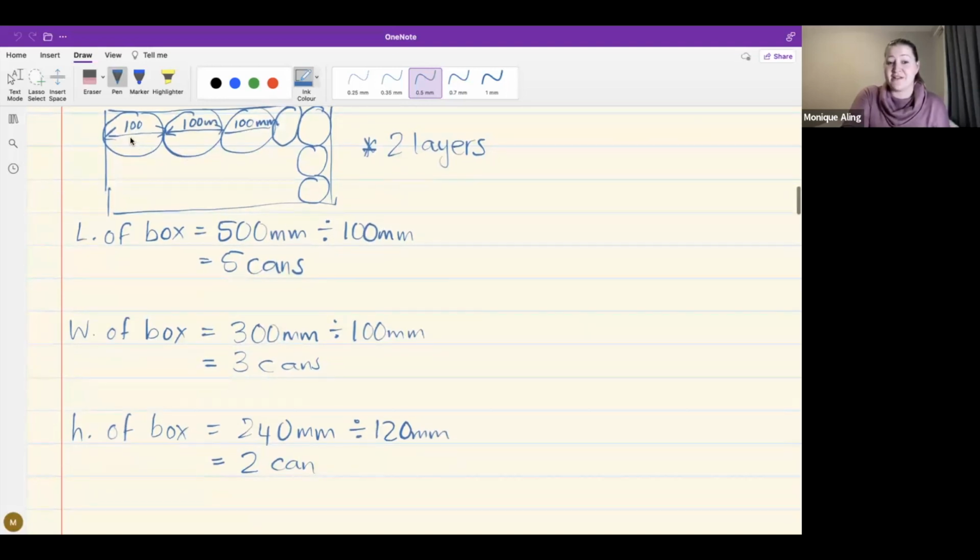No. So if we had to look at that, that would just tell us we have 1, 2, 3, 4, 5, 6, 7 cans in the box. But what about this space over here?